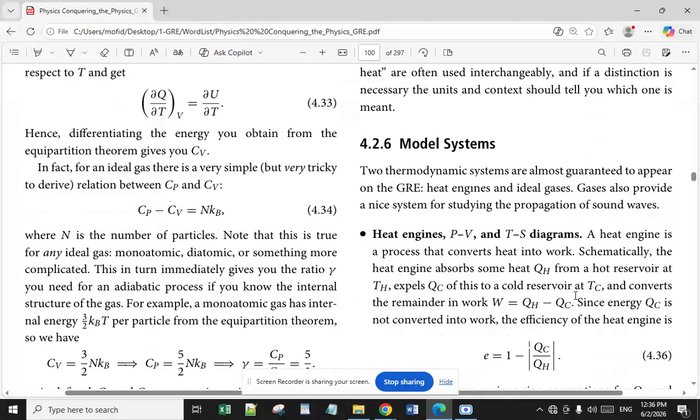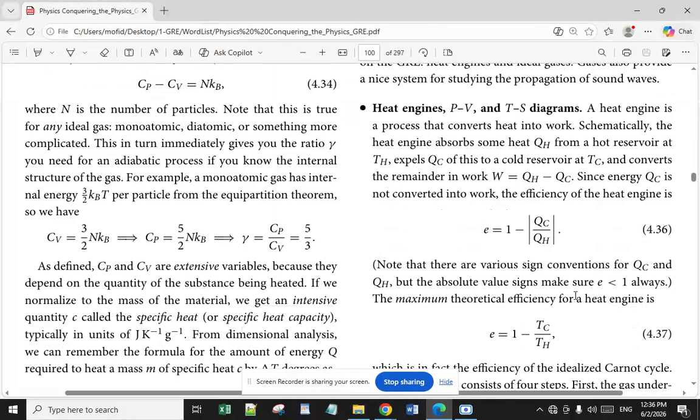This in turn immediately gives you the ratio gamma you need for an adiabatic process. If you know the internal structure of the gas, for example, a monatomic gas has internal energy 3 divided by 2 kBT per particle from the equipartition theorem. So we have CV is equal to 3 divided by 2 N kB, which gives CP is equal to 5 divided by 2 N kB, which gives gamma is equal to CP divided by CV is equal to 5 divided by 3.